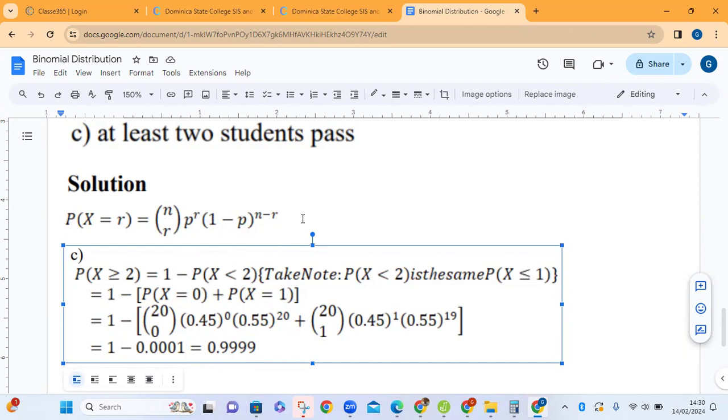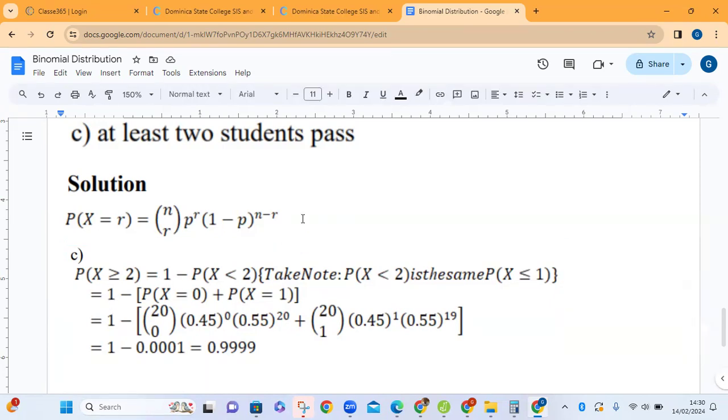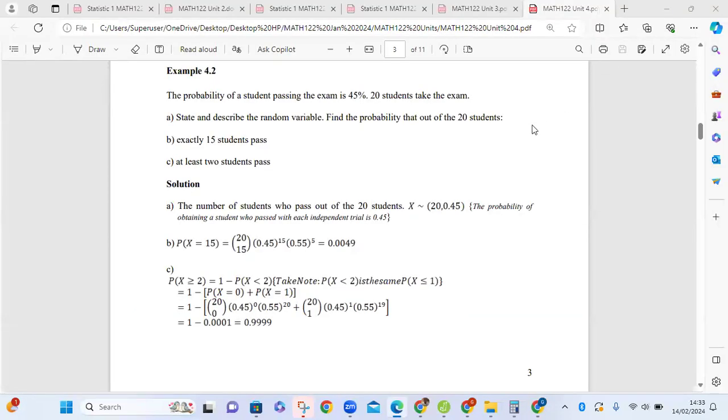So take note of this approach instead of calculating from 2, 3, 4, 5, 6, right up to 20. You can just do from 0 to 1 and subtract it from 1, because the total probability in any experiment is 1, and then you get your answer, which is 0.9999. So here's the question in its entirety and the solution.